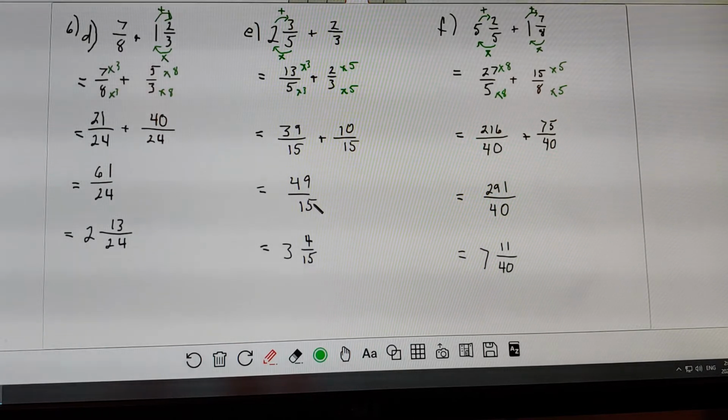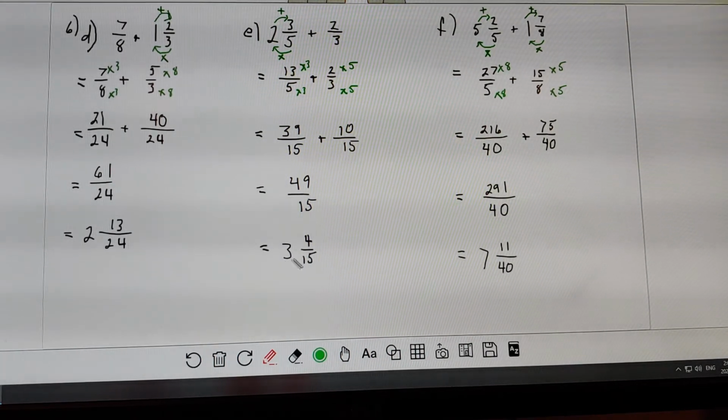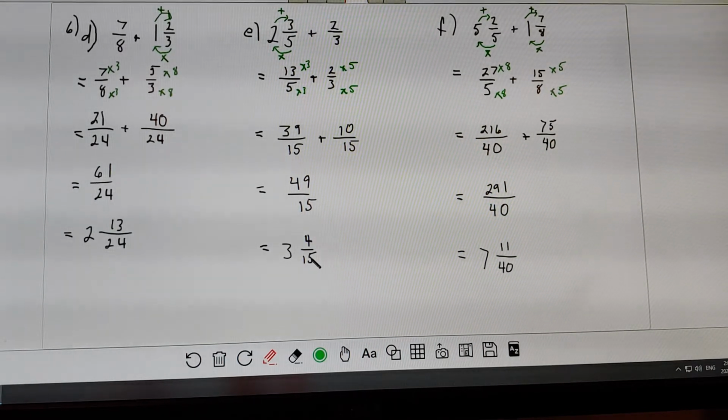2 groups of 15 is going to be 30. 3 groups of 15 will be 45. And then that's pretty close. So that's all I'm getting in there. So there's 3 groups of 15 sitting right there. That's worth 45. After I've taken the 45 out, 4 left over.